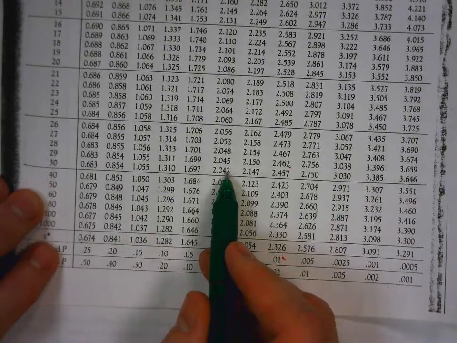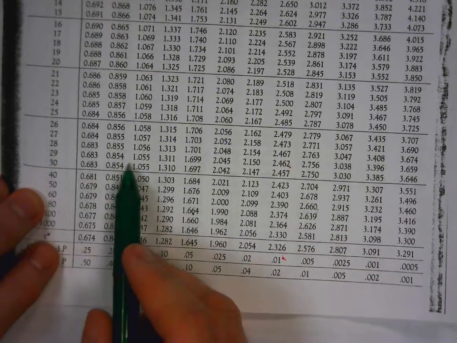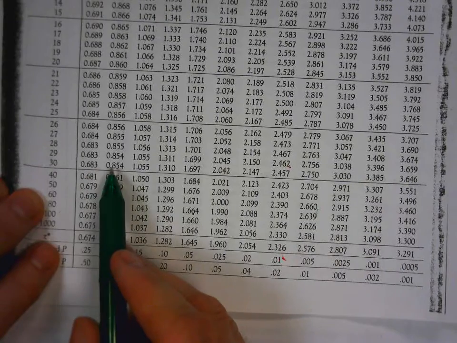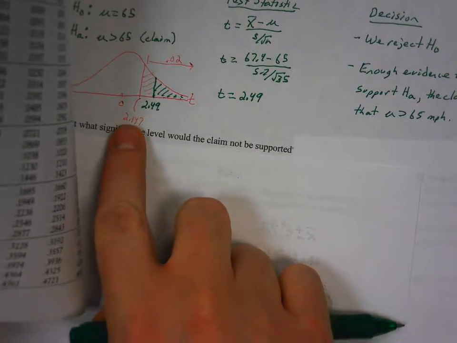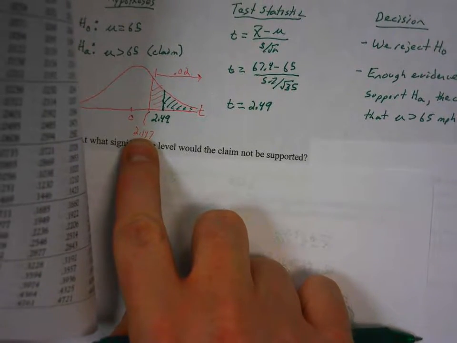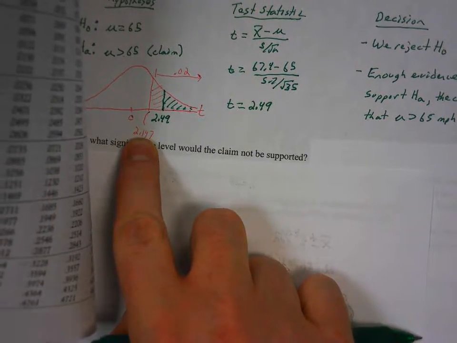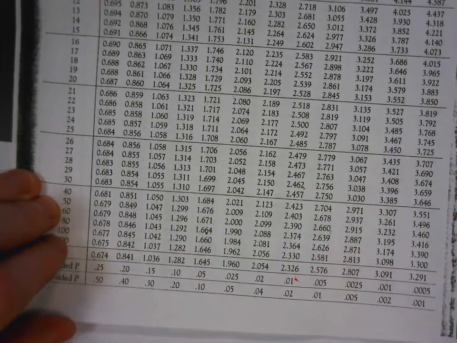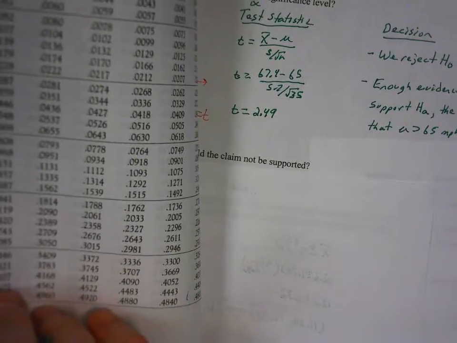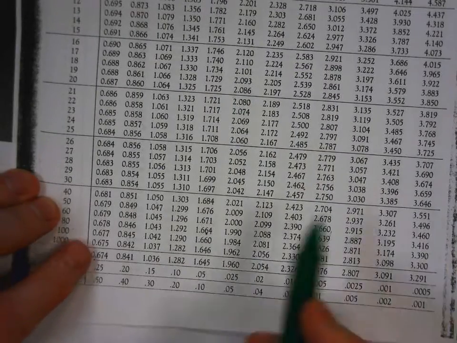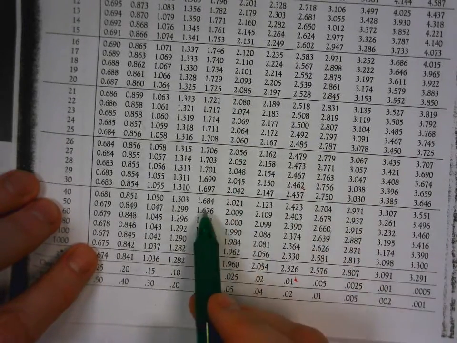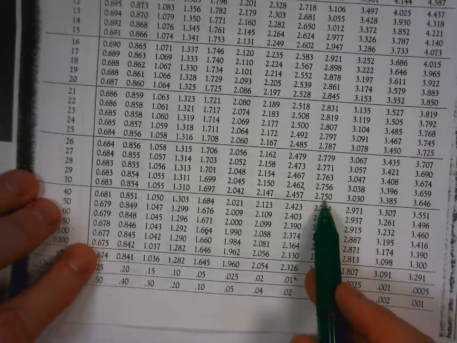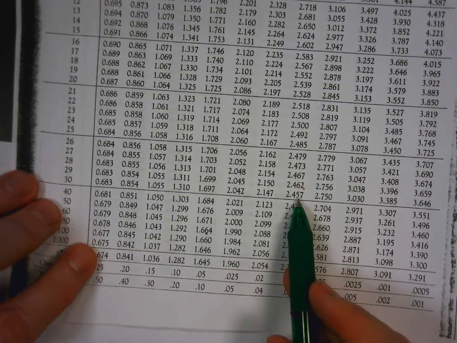t-value, okay, the critical value. So we can see that as you move across here, we go from 0.683 to 0.854. Those are the values of our critical value for t, our t star. So as you move across that row, at what point does our 2.49 overtake that value? So 2.49 overtakes that value once you get past 2.457.